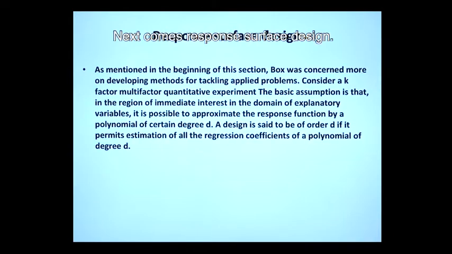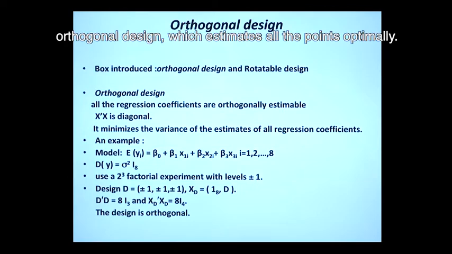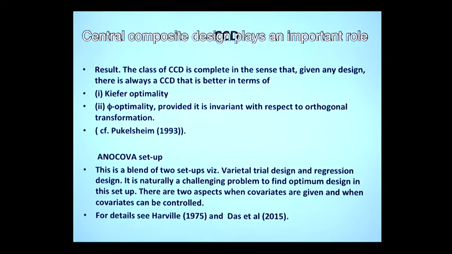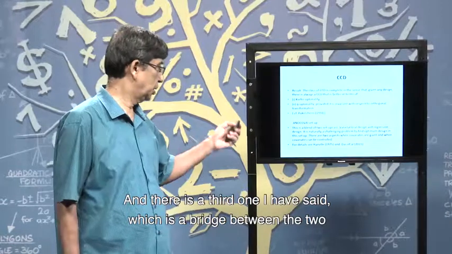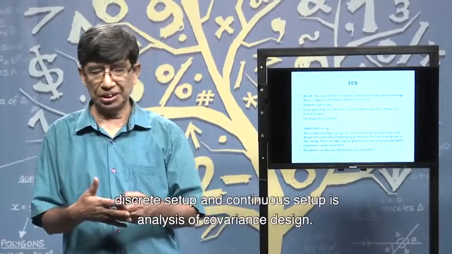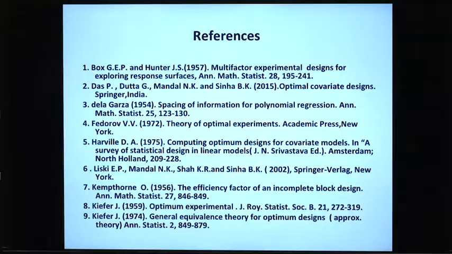Okay. Next comes response surface design. This is due to G. E. P. Box. There are 2 criteria: orthogonal design, which estimates all the parameters optimally, and the second one is rotatable design. Central composite design plays an important role in finding optimum designs in the second order case. And there is a third one, as I have said, which is a bridge between the two, discrete setup and continuous setup, which is analysis of covariance design.